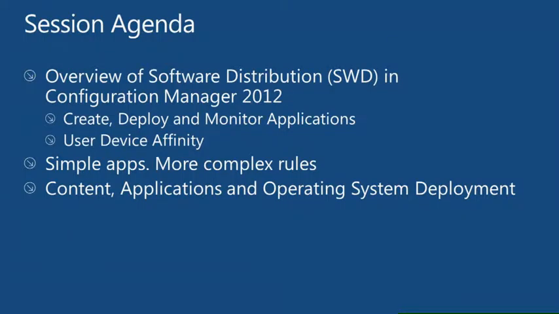So we are going to concentrate on how to create and deploy simple applications, what the new application model is, and talk about how we have made this whole application delivery people-centric, understanding what the user is trying to do and providing the best experience for the user. So we are going to talk about user-device affinity. We are also going to talk about how you deploy simple apps, but at the same time, you will be able to create different complex rules behind those apps, so you can deploy these apps in multiple different situations. So that's what we're going to talk about.